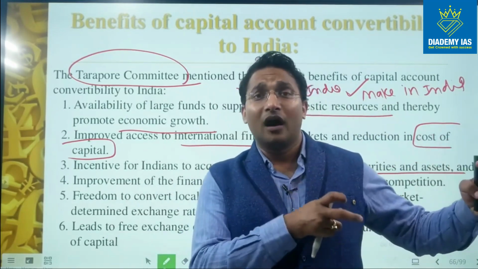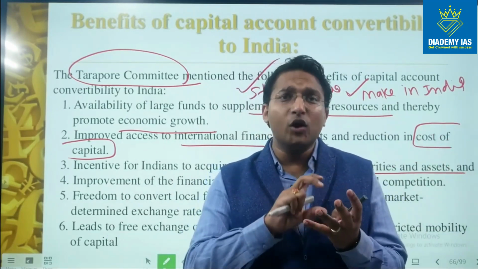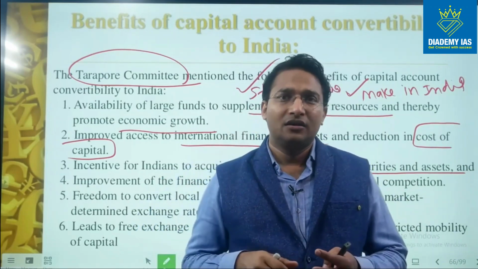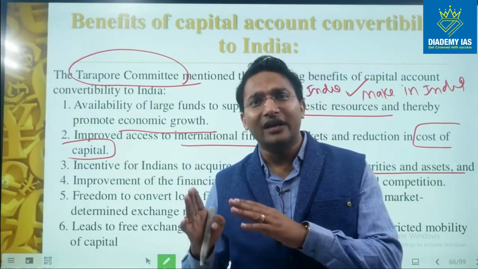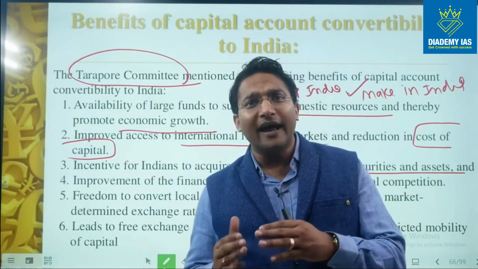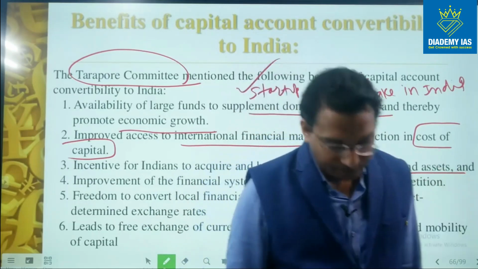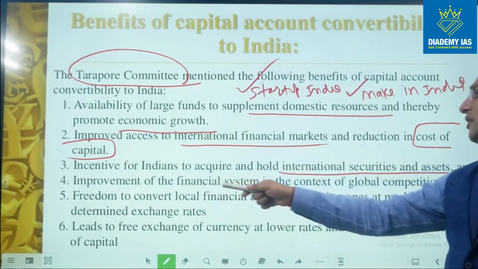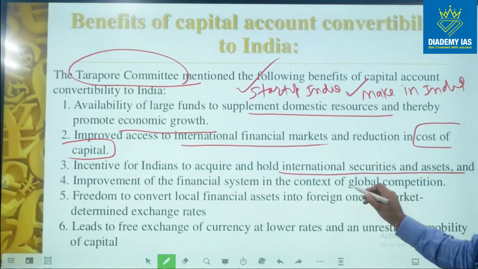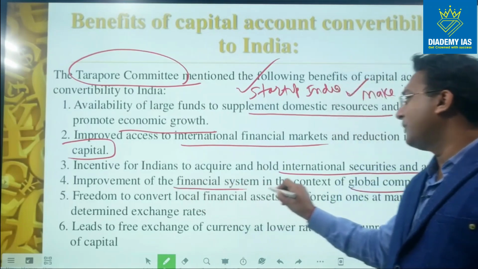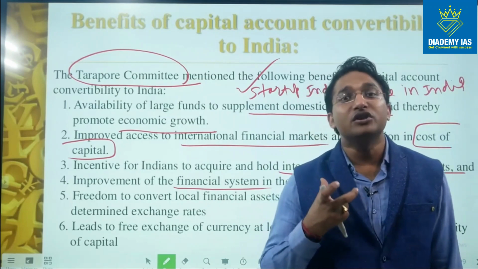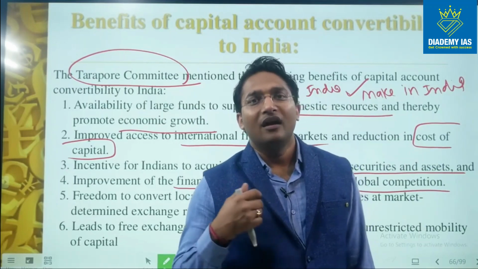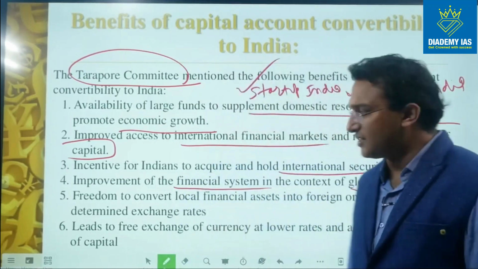Countries like China, how are they becoming bigger and bigger? Because they are acquiring international financial assets. They are acquiring international mines. So similarly, we Indians, the Indian companies, should also acquire as many foreign assets as possible. Next, improvement of the financial system in the context of global competition. So if more and more money is coming, our banking sector will also be strong. The capital adequacy norms will be kept. There will be less fall down of the banking system.